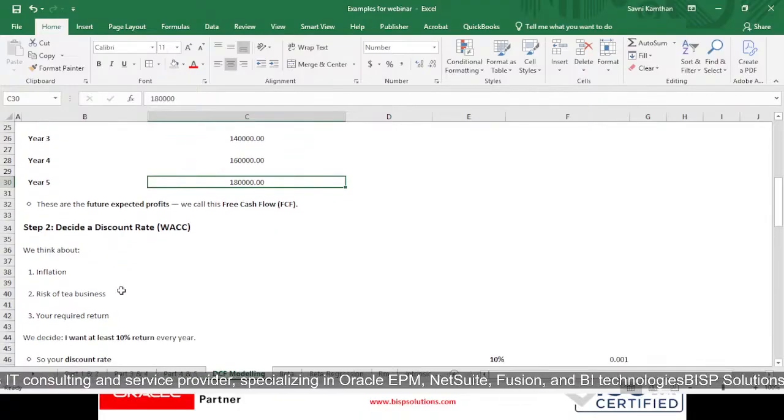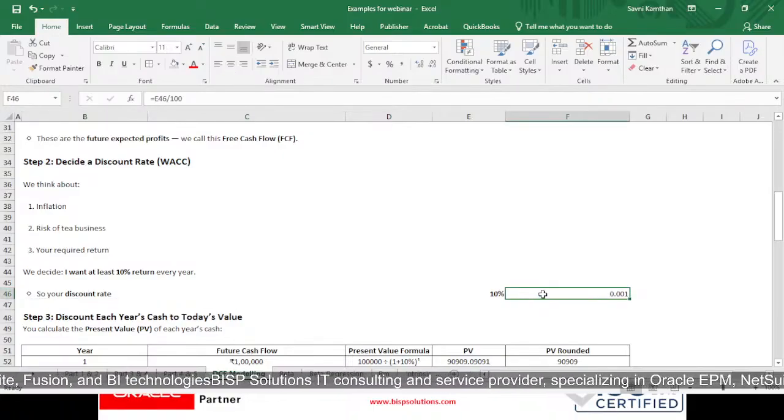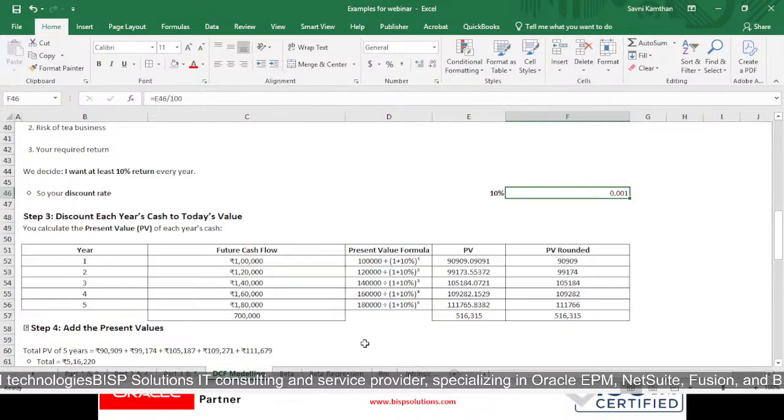Then we will be deciding a discount rate, which is WACC. So we think about inflation, risk of the business, and also we understand the required return. So we decide I want at least 10% return every year. So my discount rate will be 10%, and if I calculate my 10%, it will be around 0.1.